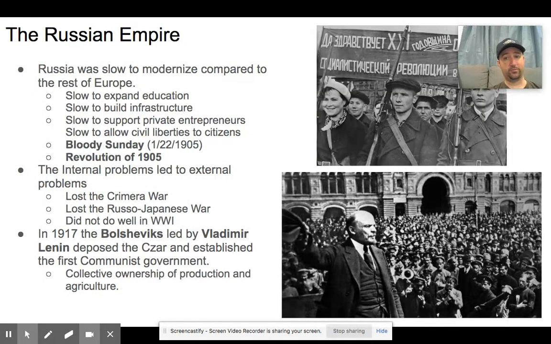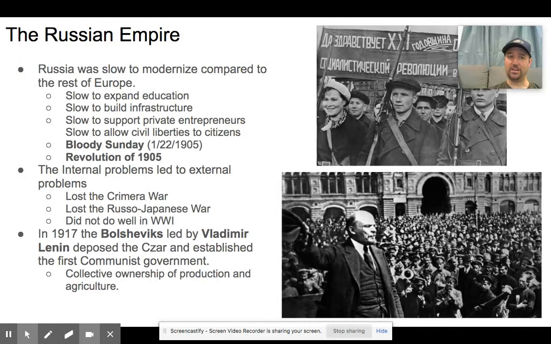All right, then we move to Russia, and I wish we had more time to talk about Russia. But this is a survey course, and I've got to give you really the basics as it is. And the whole Russian Revolution and the Bolshevik Revolution is years in the making, going all the way back to Peter the Great, really. But anyway, Russia is going to be a country that's slow to modernize comparatively to the rest of Europe.